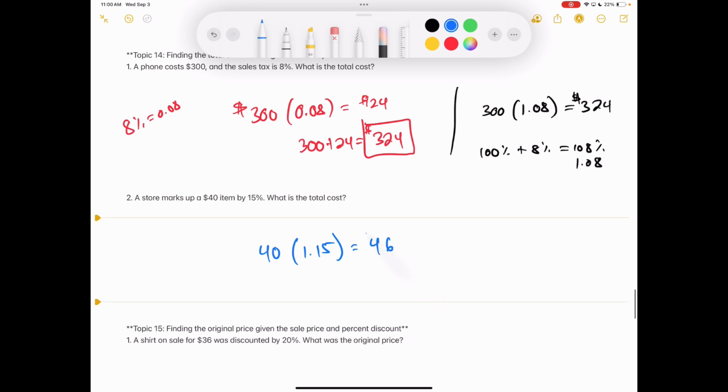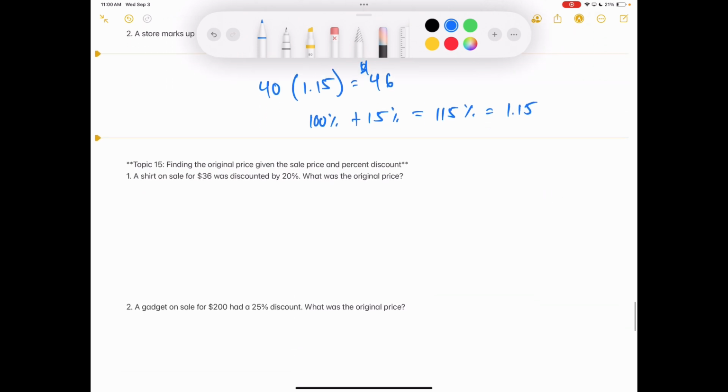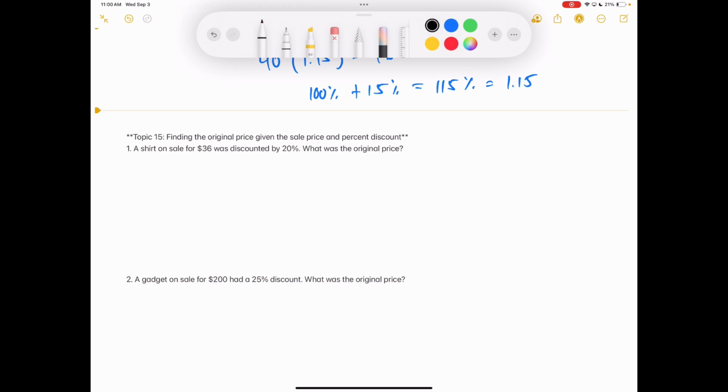And so you're going to pay $46 for the cost of the item because you pay 100% for the original price plus the 15% markup. So you're paying 115% or 1.15 times the price. Just kind of a little shortcut there. This is the one that always messes with my brain a little bit.